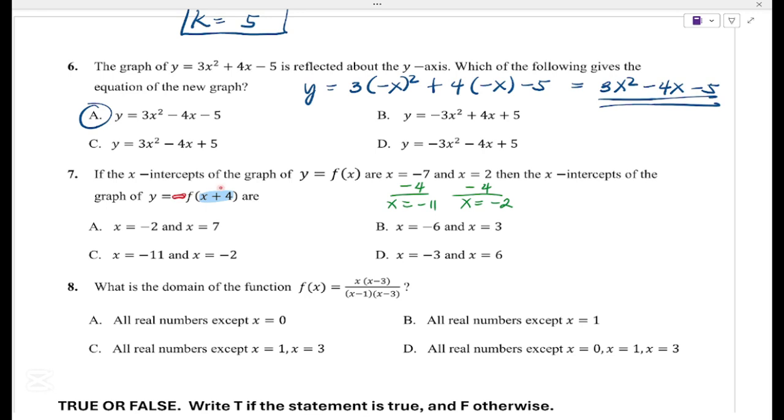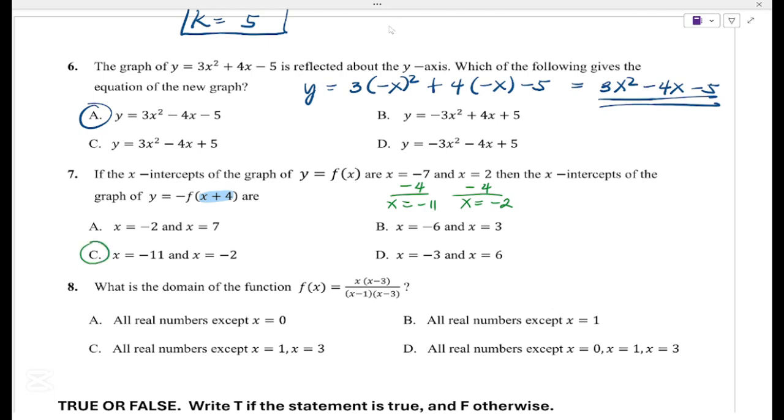So this is negative in y, so we have to reflect across the x-axis. These x-intercepts are on the x-axis, and as we can see, the change in the function is negative in the y. This is x, not y. So it means to say this is the x-intercepts. Even reflecting about the x-axis, it will stay the same. So negative 11 and negative 2, which is letter C.